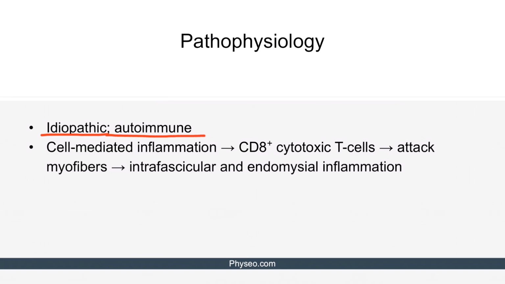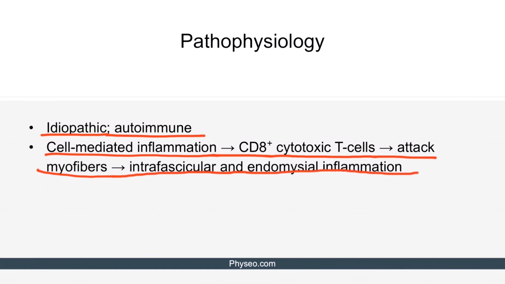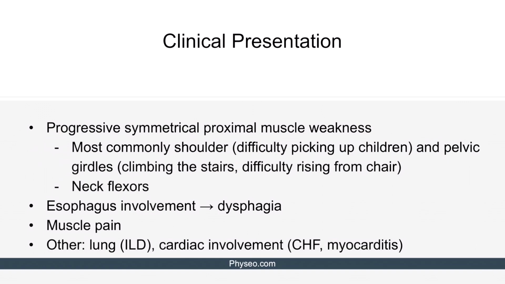The role of cell-mediated inflammation is proposed with CD8-positive cytotoxic T cells. Those invade the skeletal muscle myofibers, causing intrafascicular and endomysial inflammation. Polymyositis classically presents as symmetrical proximal muscle weakness. It most commonly affects the shoulder and pelvic girdles and is progressive, which means that patients' symptoms worsen over time. That is, if no treatment is sought.